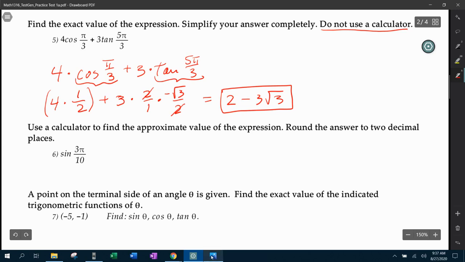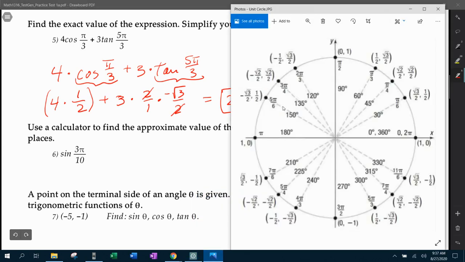And notice the key to doing that without a calculator is understanding how the unit circle works, okay? So you might want to have that on your formula sheet that you're allowed to use, okay?